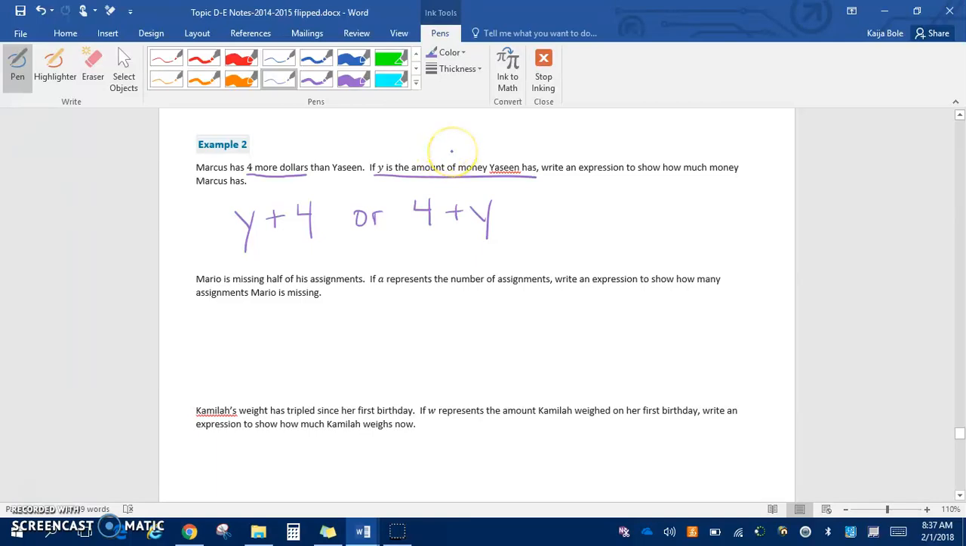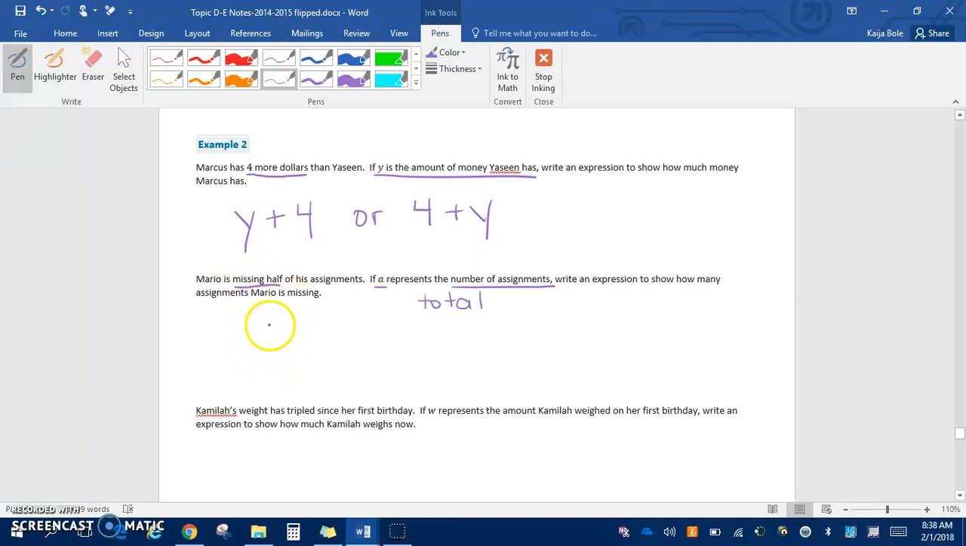Alright, number 2, Mario is missing half of his assignments. If A represents the number of assignments, write an expression to show how many assignments Mario is missing. So the important thing that we don't want to miss, he's missing half of his assignments. And if A represents the number of assignments, so this is kind of like the total, write an expression to show how many assignments Mario is missing.